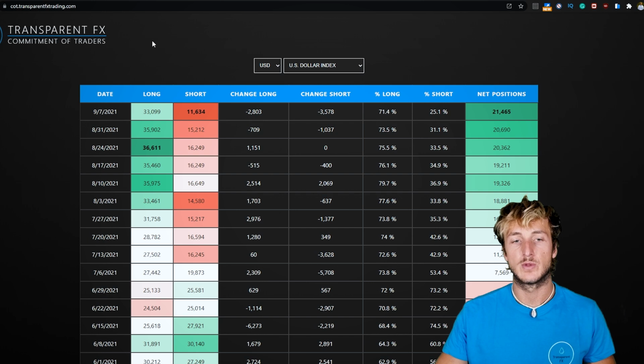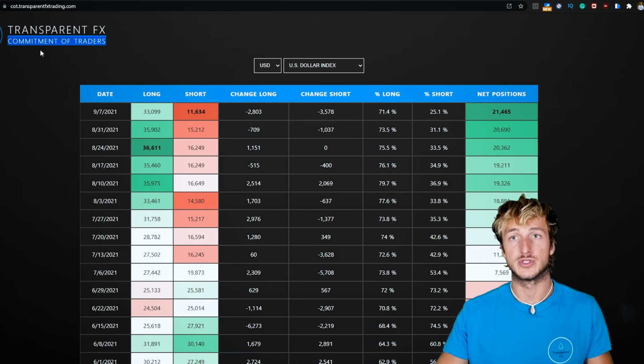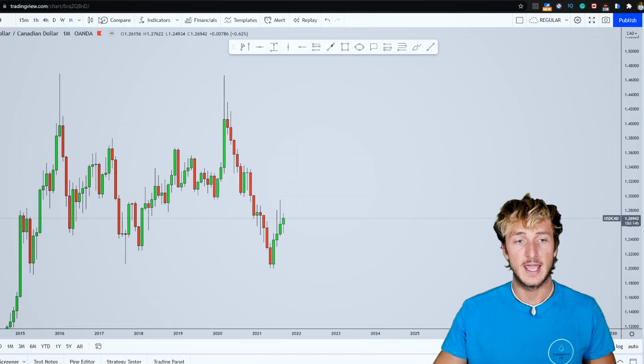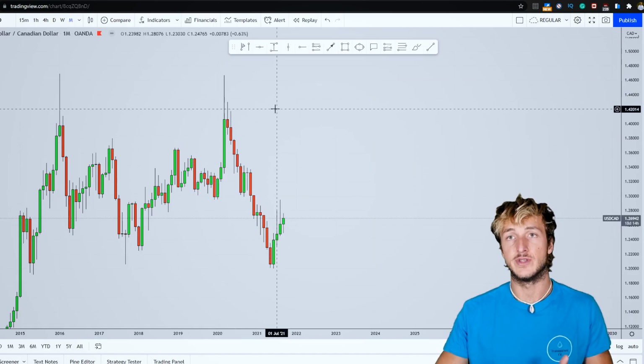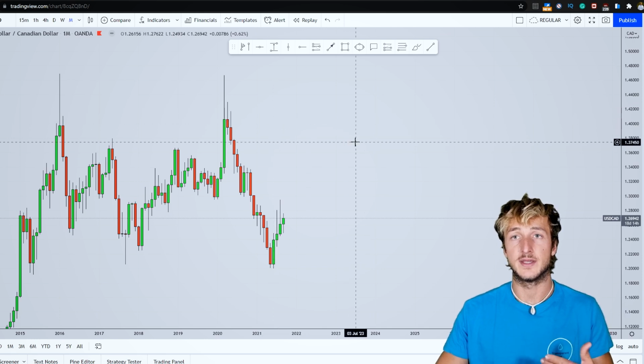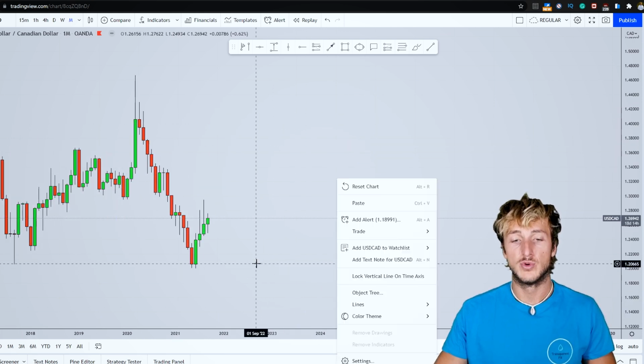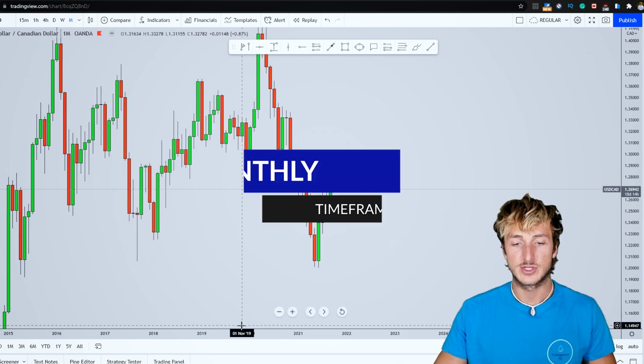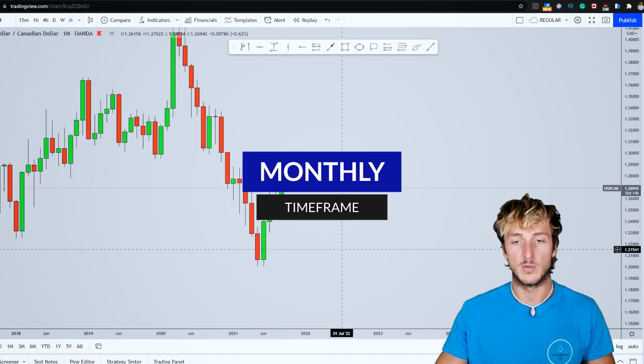We will then go and see what we have from an order flow perspective by checking the commitment of traders, which is basically what hedge funds and the non-commercials in the market are doing. And by the end of the video, by using a combination of these two different types of analysis, we will try to understand where we have the highest probabilities for a potential move here on the pair. Now, starting from the monthly time frame, what do we see?